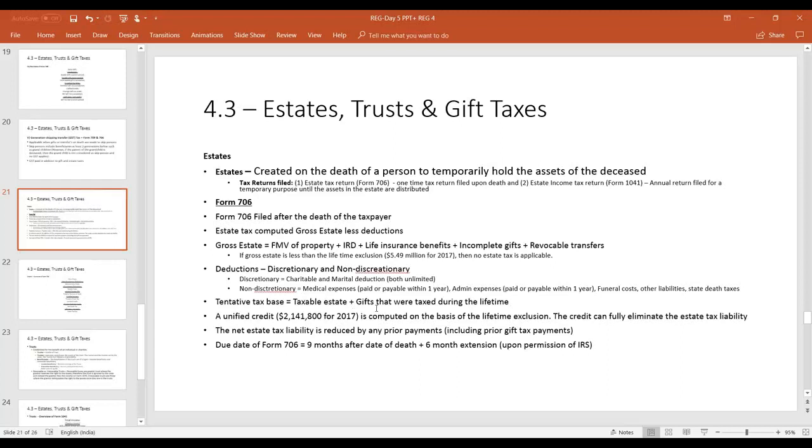So the applicable tax rate is computed. The tax rate goes up to a max of 40%. Once the tax is computed, then to that your unified credit, like the tax credits we have on the individual tax returns, is applied. The unified credit depends upon your lifetime exclusion. How much exclusion do you have? Accordingly, you would get your credit. And unified credit is something that you can calculate on your own, guys. Let me show you how that's computed.